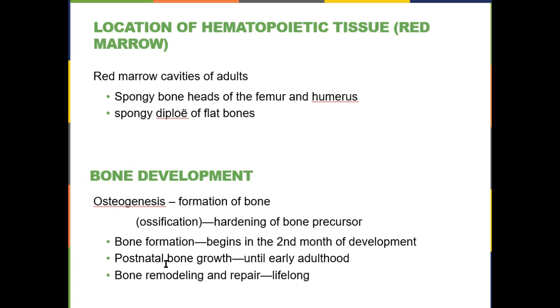Let's see, what else do we want to know? You want to remember where the red marrow is. It is in the spongy bone. You find spongy bone in the heads of your long bones, like your femur and humerus, and then also in the inner portion of your flat bones, which is called diploe.